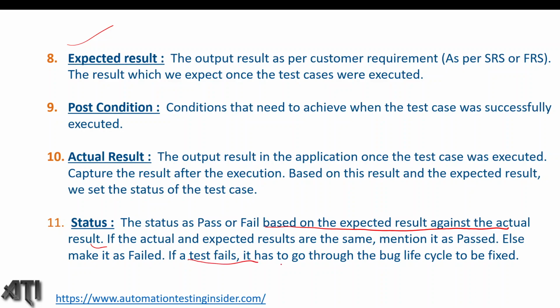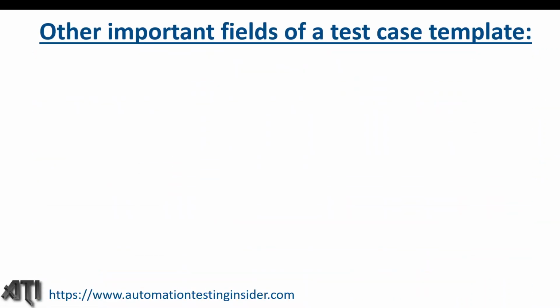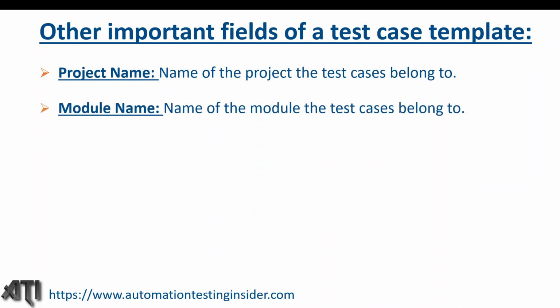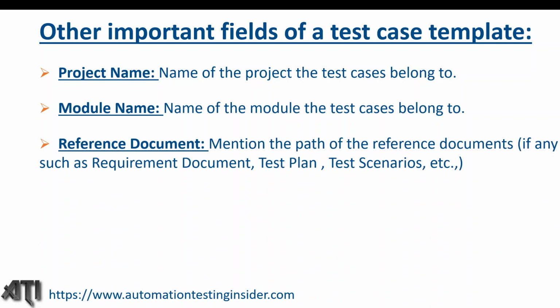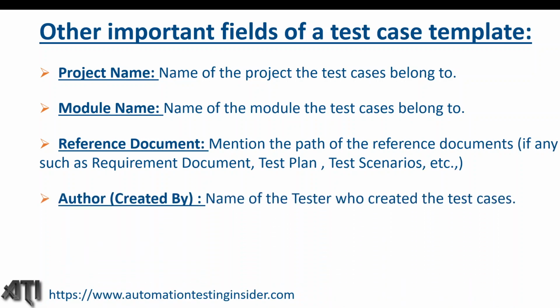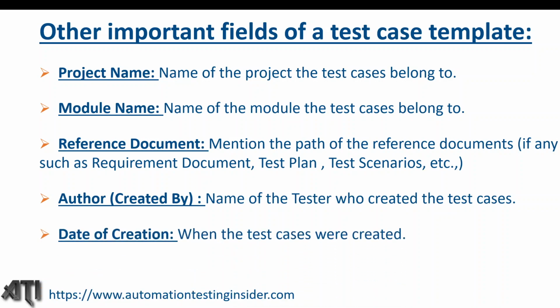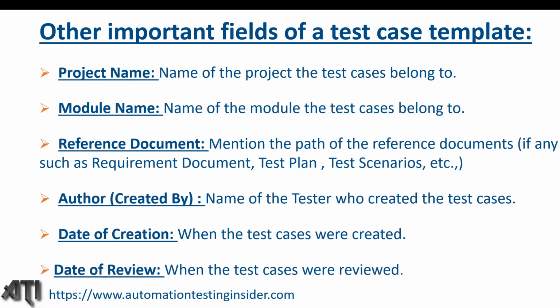And if a test fails, it has to go through the bug life cycle to be fixed, which we'll discuss in coming videos. Other important fields of the test case template: we have project name, which we have seen in the test case format. We have module name, reference document, mention the path of the reference documents if you have any, like requirement document, test plan, test scenarios. Author, created by, the name of the tester who created the test cases. Date of creation, when the test cases were created. Date of review as well, when the test cases were reviewed.